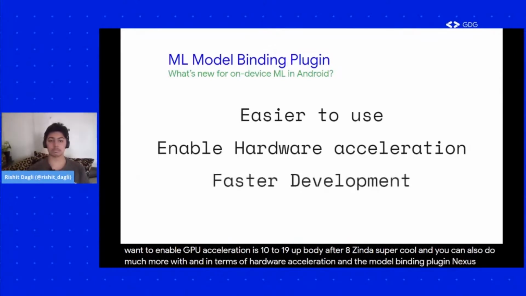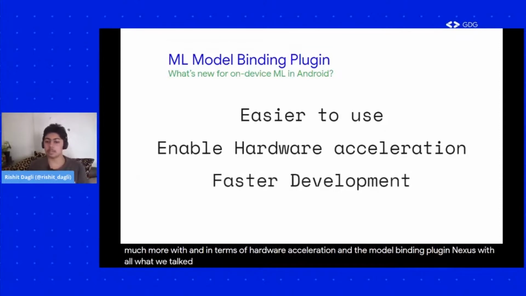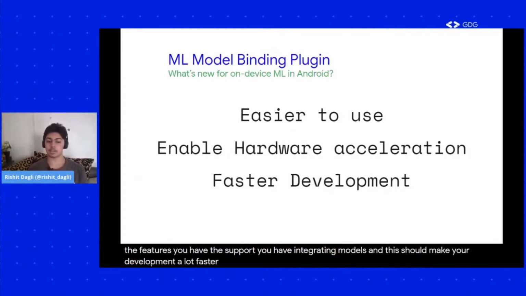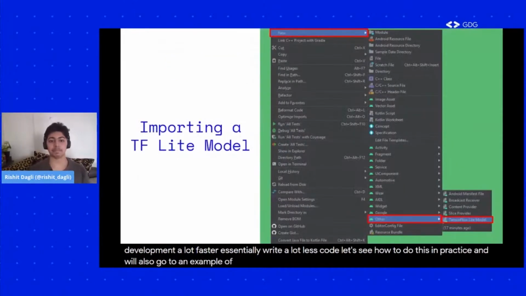And of course, with all what we talked about, this will make your development a lot faster. We just talked about the features you have, the support you have for integrating your models, and this would make your development a lot faster. You essentially write a lot less code. So let's see how to do this in practice, and we'll also go through an example of it.